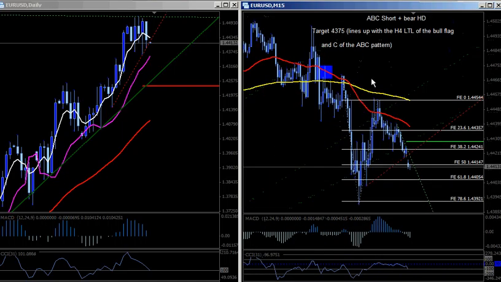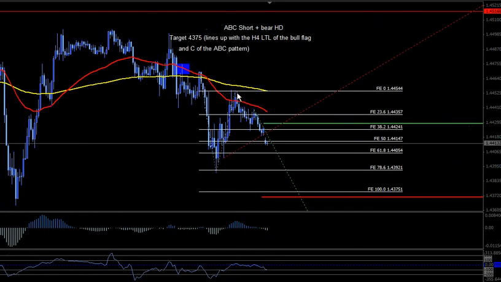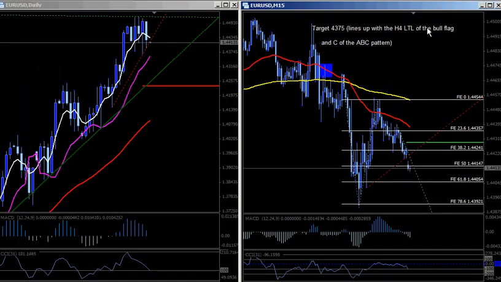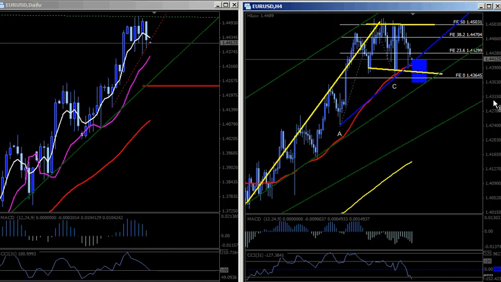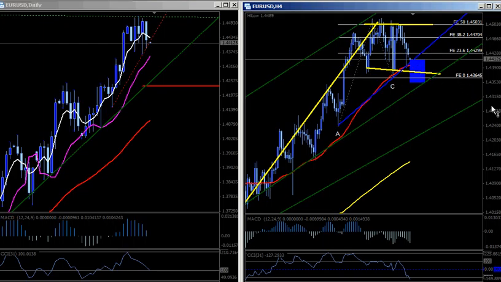Now if we look at the 15-minute chart, what we have here is an ABC to the short side targeting 43.75. Now if that target is met, that 43.75 comes in around the 4-hour between the 43.64 here, C, and the lower trend line of the bull flag. So we could see a spike through the bull flag trend line to test this 43.65 and then a close back up above it on this 4-hour chart, which may give us a pin bar, and if that happens, that would be a buy signal on a 4-hour chart.